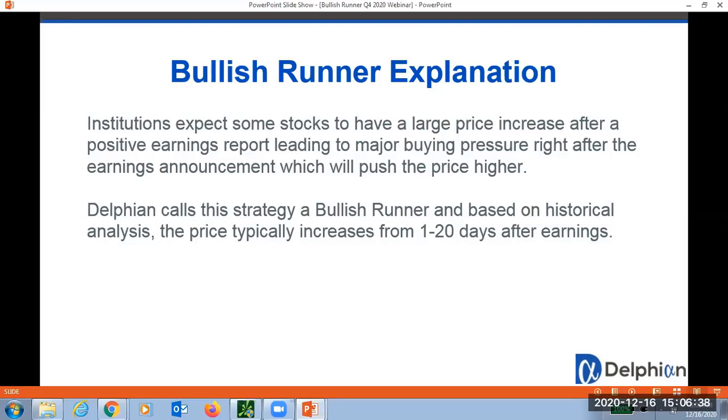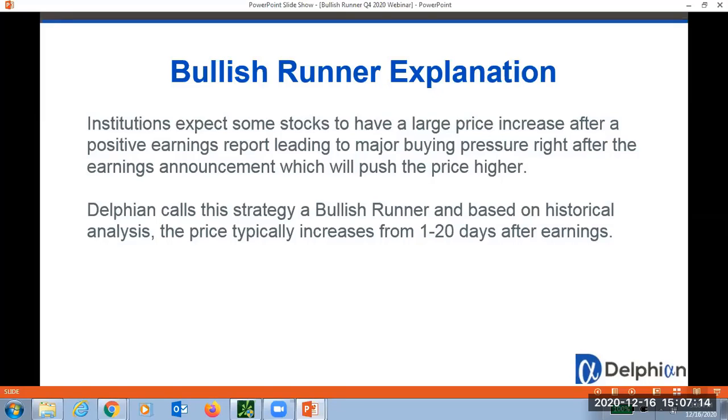So typically your bullish runner is going to, again, on historical analysis, we're looking for the price to typically increase from 1 to 20 days after the earnings announcement. So similar to what was spoken about before, it's very imperative that if a bullish runner shows the most optimal exit day is 10 trading days after the earnings announcement, that's the most optimized one that we have within the system. So I would use that, because some of those days after, if you go 20 days out, like Sudhir I think mentioned before, that could substantially change the profit factor that you're going to see on the trade.